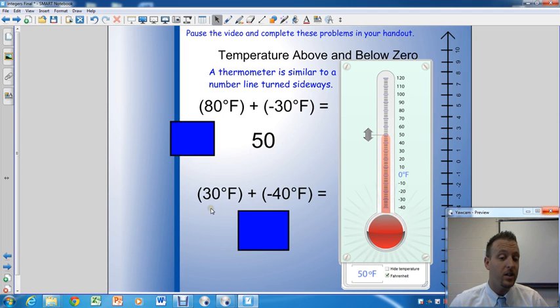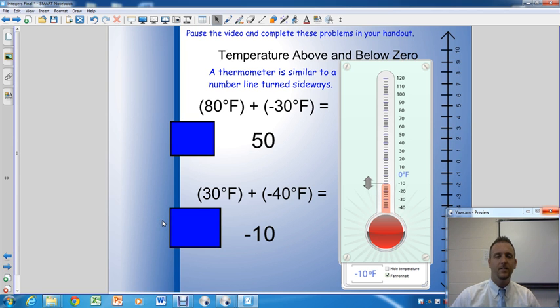Second one, 30 degrees Fahrenheit plus negative 40 degrees Fahrenheit. So, if we start at 0, we first have to go up or plus 30. So we go all the way up to 30 degrees Fahrenheit. And then we have to add a negative 40. So we're going to skip past 0 because we're going negative, all the way down to negative 10, because that would be adding a negative 40 to a positive 30. Let's see if we're right. We got it. Okay, we're going to move on.